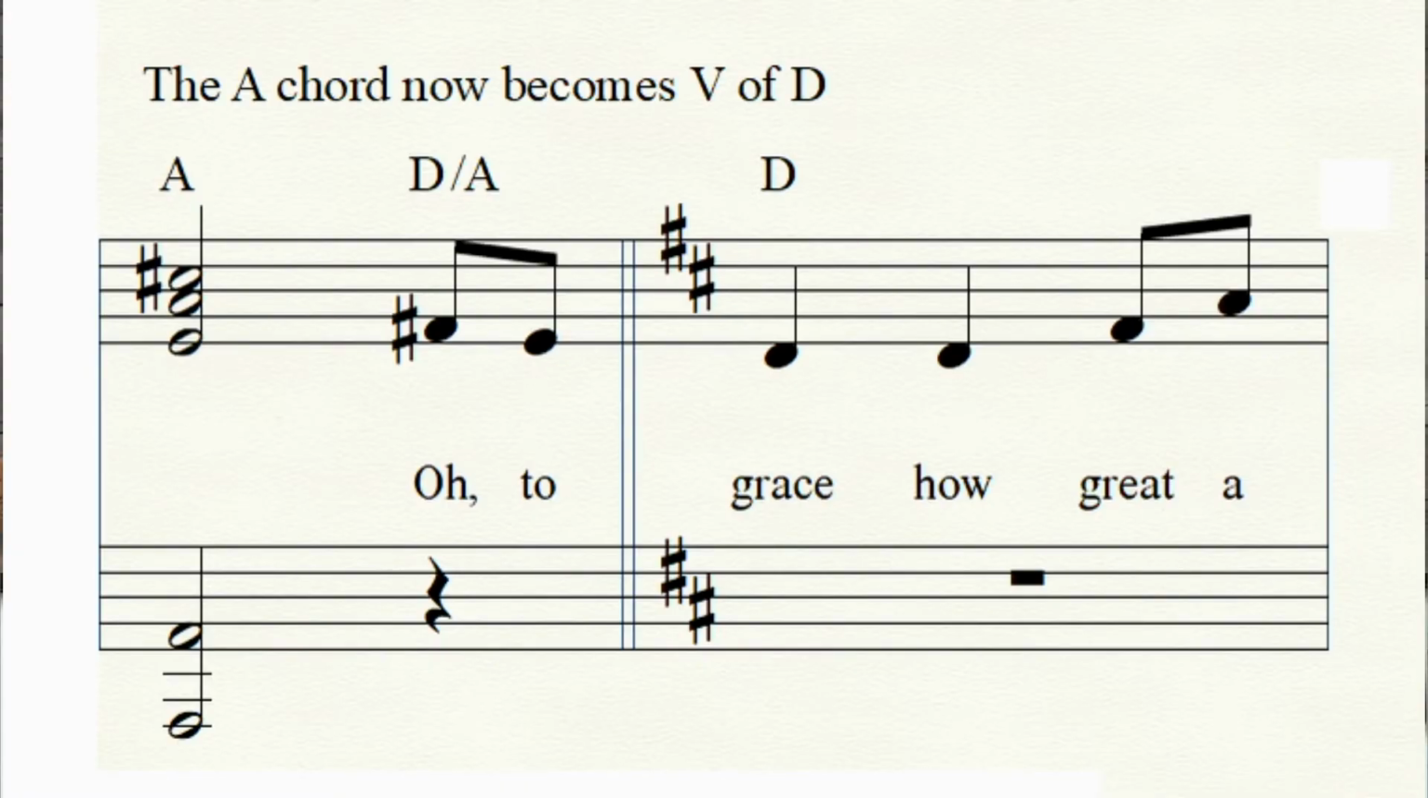Now I have an A major chord with C sharp in the bass. That A actually becomes the 5 of the chord that I'm going to, which is D. Now I've set myself up to be in a new key signature. So here again, I'm in A minor.